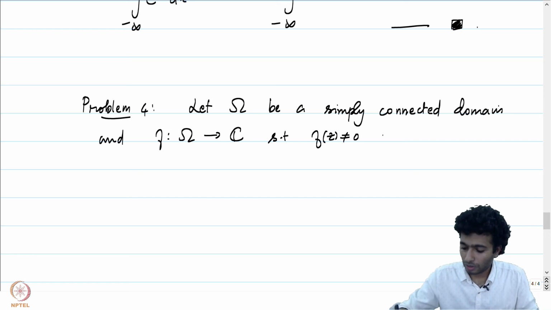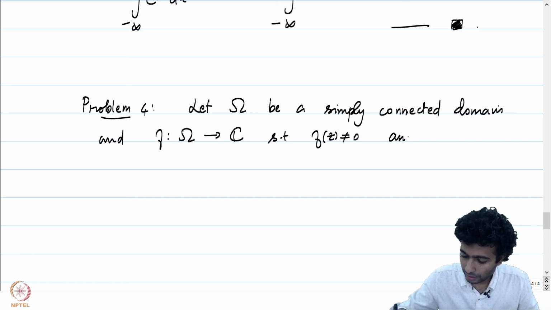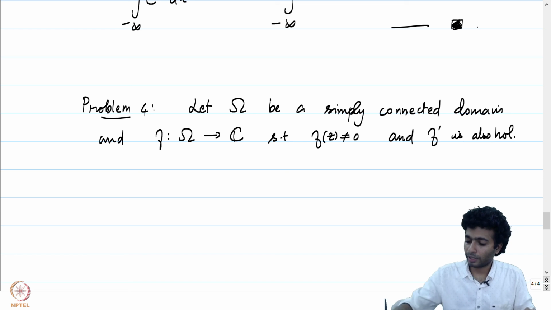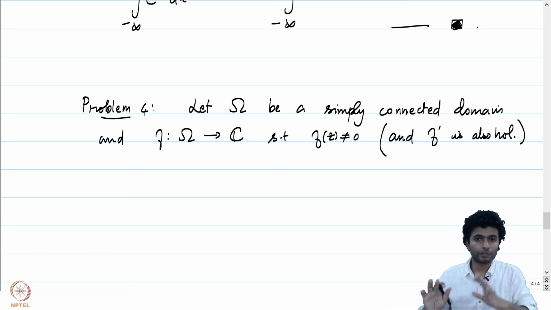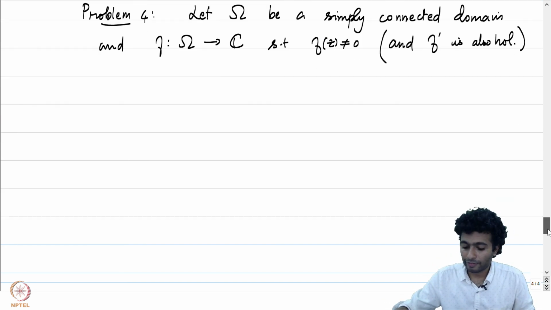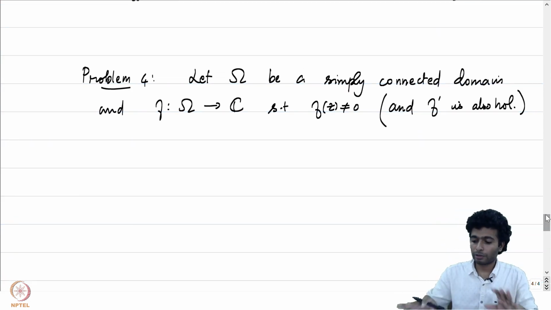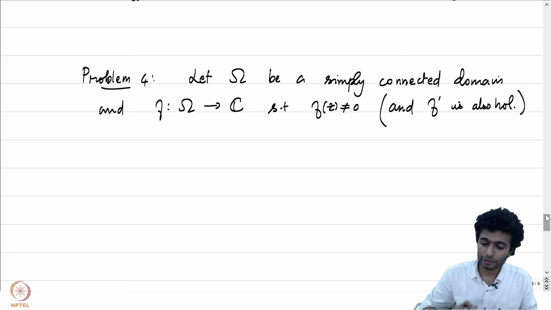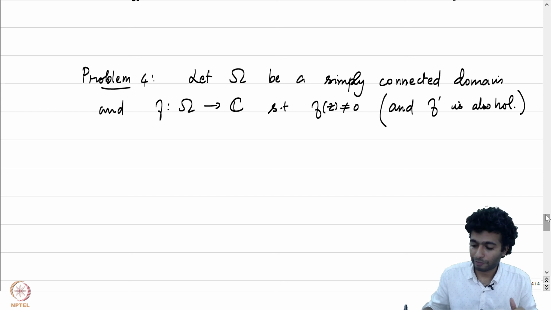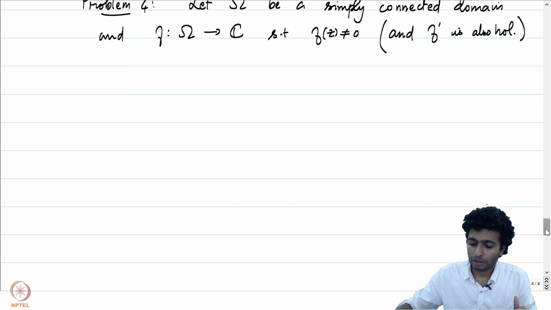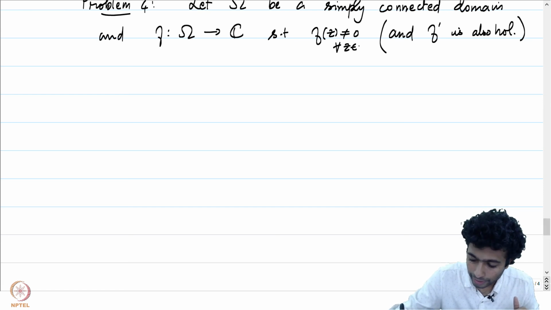And let's put one more condition that f prime is also holomorphic. I would like to mention at this point that this is a redundant condition which we will be proving very shortly. If f is holomorphic, we will be able to show that f prime is also holomorphic. So I didn't have to put this condition into the hypothesis of this problem, but as of now we have not proved that f holomorphic implies f prime is holomorphic. So let me just put that into the hypothesis here. So this is for all z in omega. Okay.